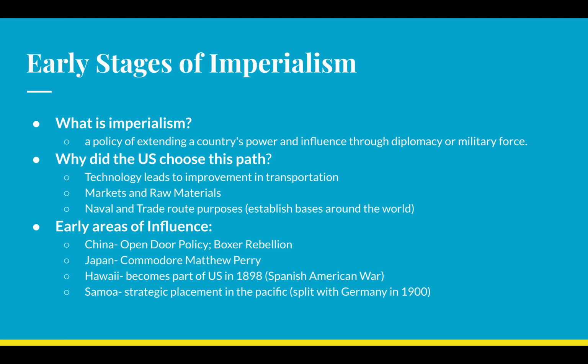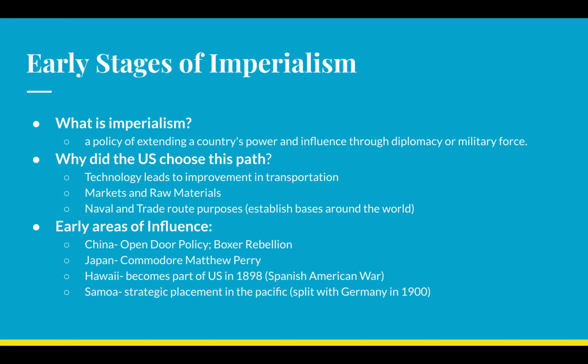Better technology leads to better transportation, and you can get to other areas of the world much quicker. Also, for our military purposes, it's good to have military bases established around the world. Some early areas that were of our influence were China, Japan, Hawaii, and Samoa. You see the big two policies there for China are open door policy and the Boxer Rebellion.